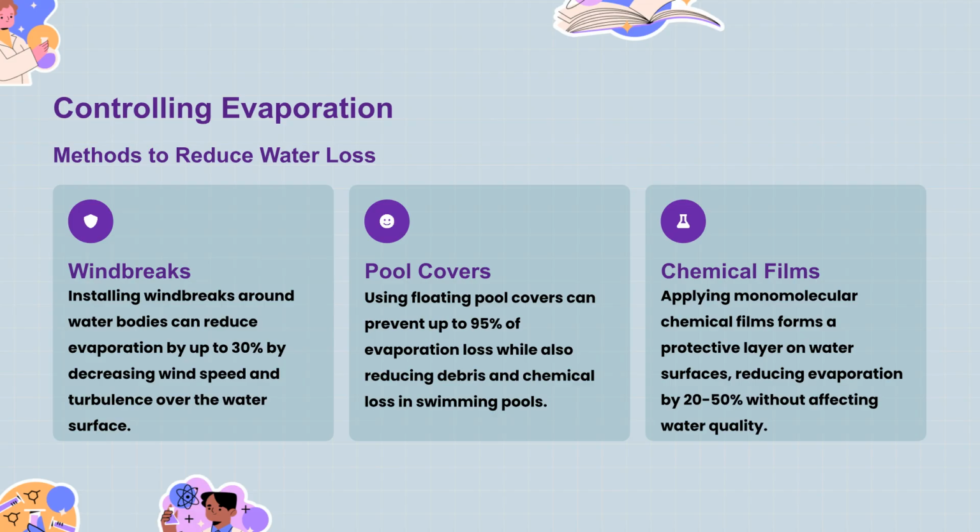To control evaporation and reduce water loss, windbreaks can decrease evaporation by up to 30%. Pool covers can prevent up to 95% loss. Monomolecular chemical films reduce evaporation by 20 to 50% on water surfaces.